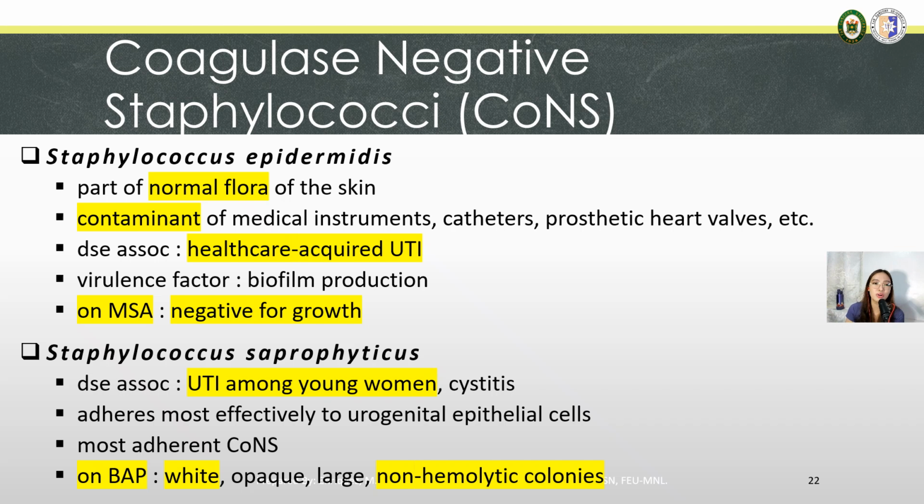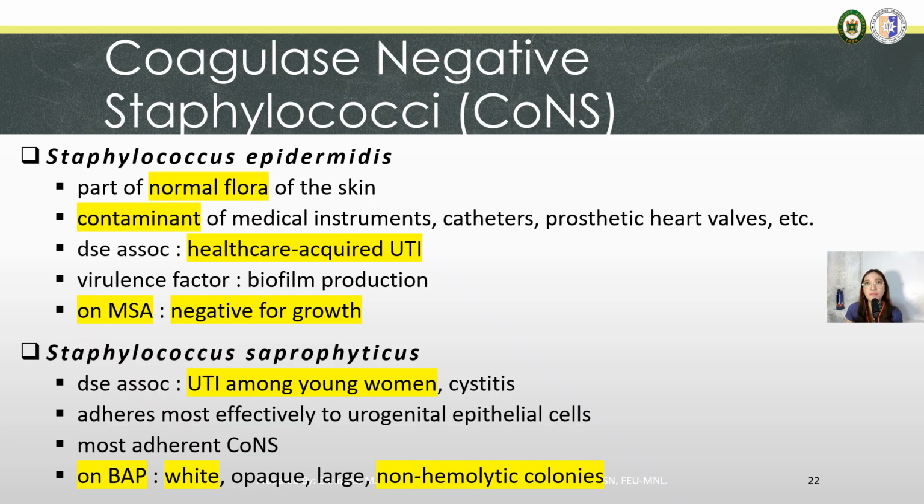Next is Staphylococcus saprophyticus. This causes a disease that is common among young women or sexually active women, which is a form of UTI. Okay, ulitin po natin. Staphylococcus saprophyticus is a common causative agent of UTI among young women. Complications could also lead to cystitis. Now, on BAP or the blood agar plate, they usually produce white and non-hemolytic colonies.